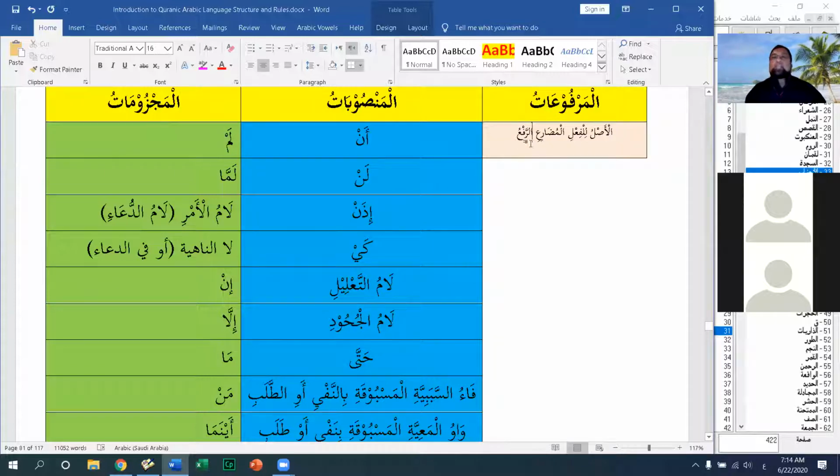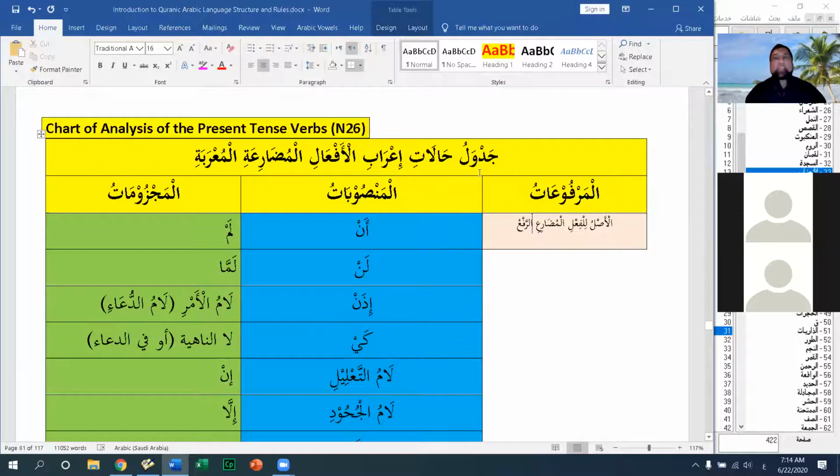majzoom, and by default the verbs are marfu, except 2 of them, hunna yaf'alna and antunna, excuse me, taf'alna, are mabniya. And the other 9 forms of the present tense verbs are mu'raba. 4 of them, marfu'un with dhamma, mansubun with fatha, and majzumun with kasra. And the other 5, marfu'un bi ithbatin nun, or thubutin nun, and mansubun بحذف النون and مجزوم بحذف النون.